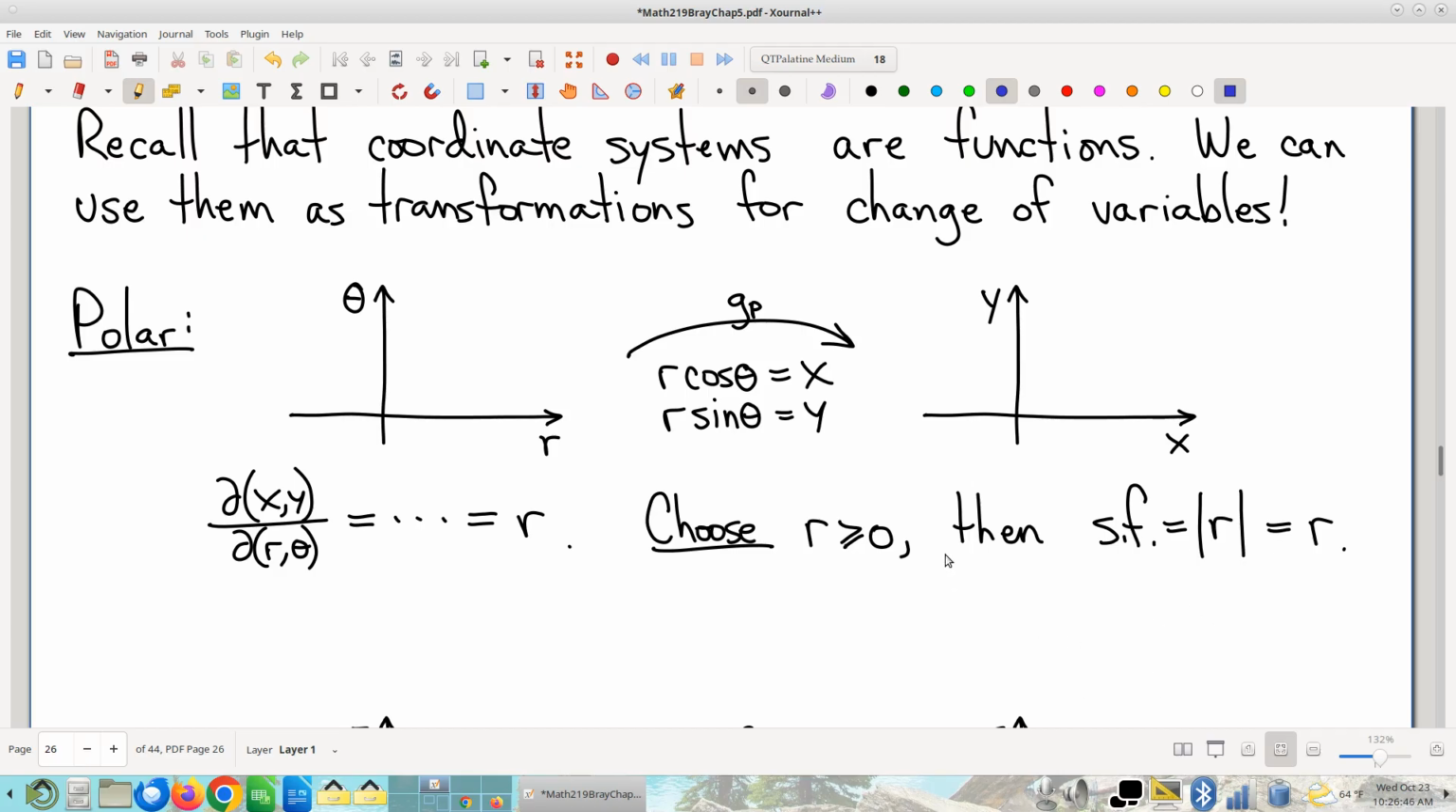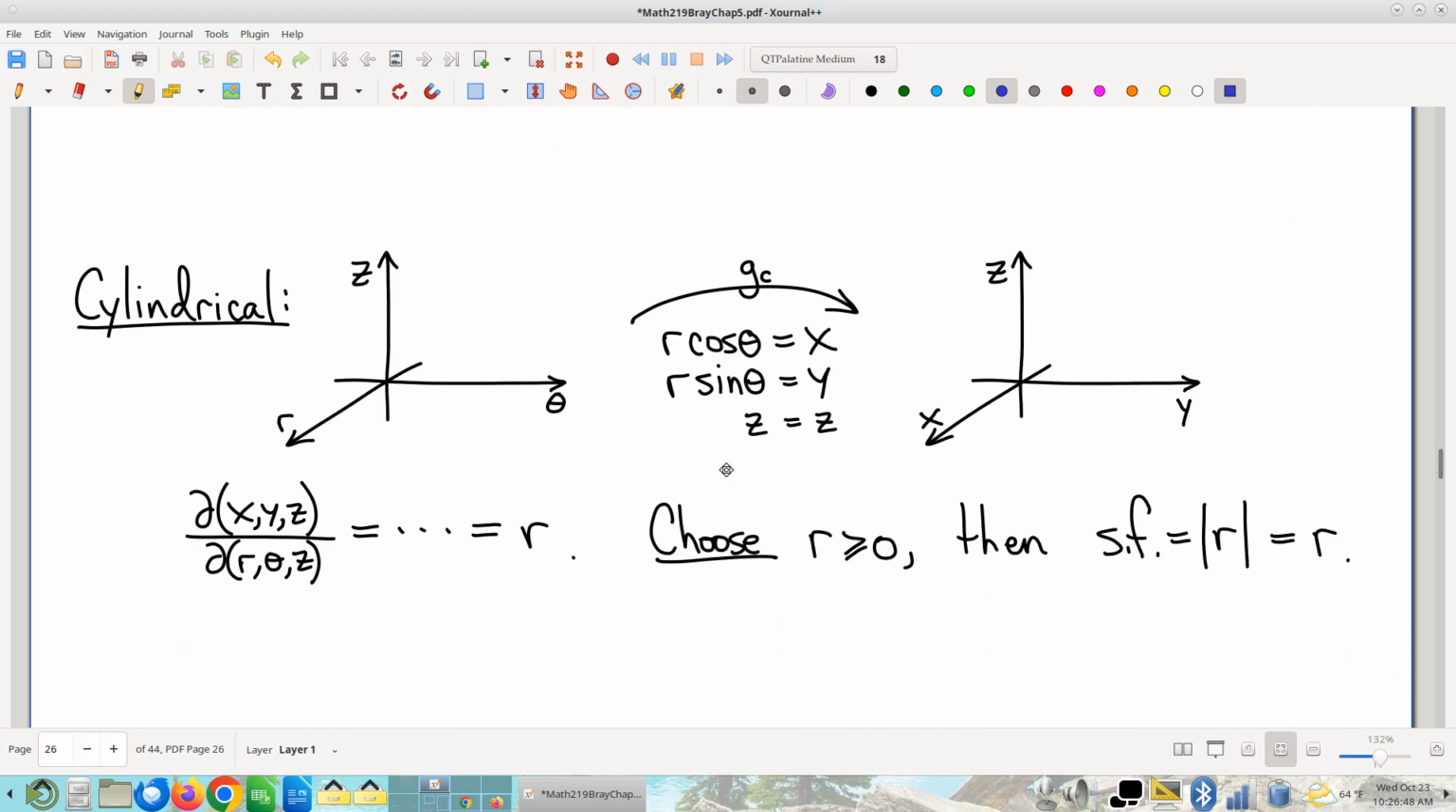Okay, so again, we make that choice for selfish reasons. So change of variables works out better. Likewise, here, we're going to choose R to be positive, again, so that we can get rid of the absolute values. Works exactly the same in cylindrical as it does in polar.